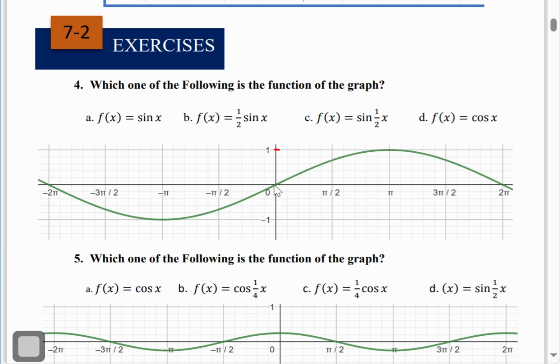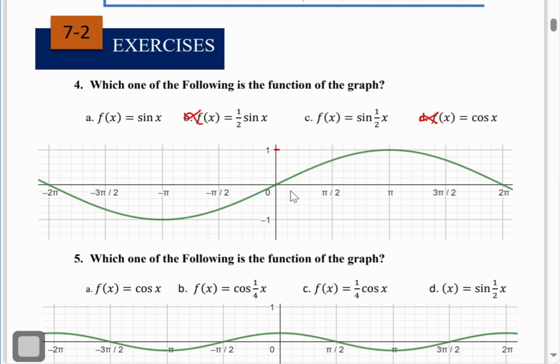So it's because it crossed 0. So branch D is not true because it is cosine. And our period for this function is 1. It may be A. And B is not it because we have 1 over 2, which is not 1. And the amplitude here is 1. So it is either A or C.